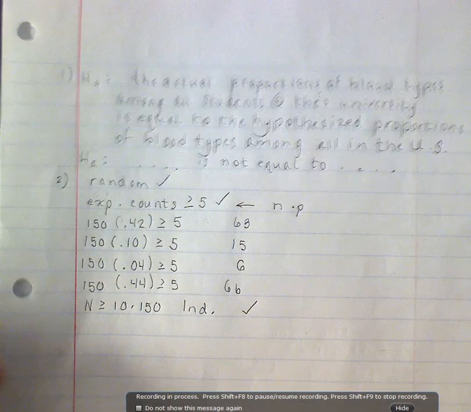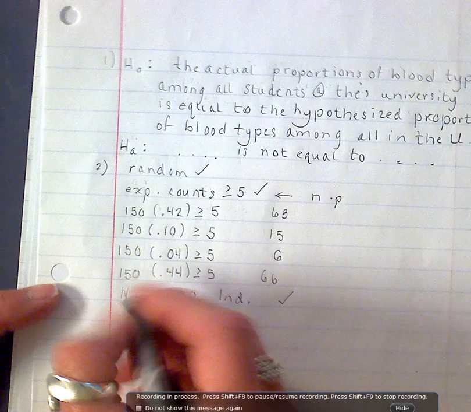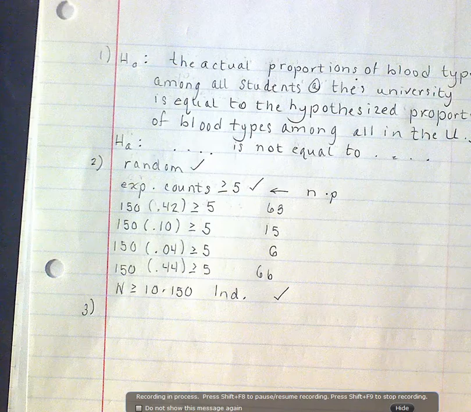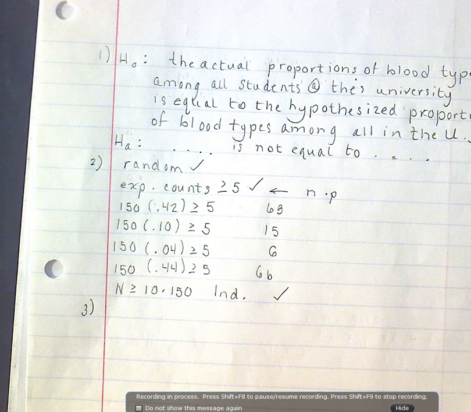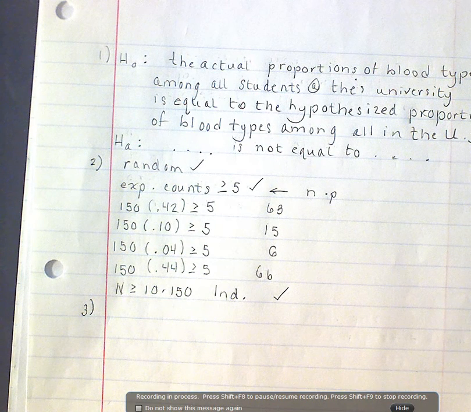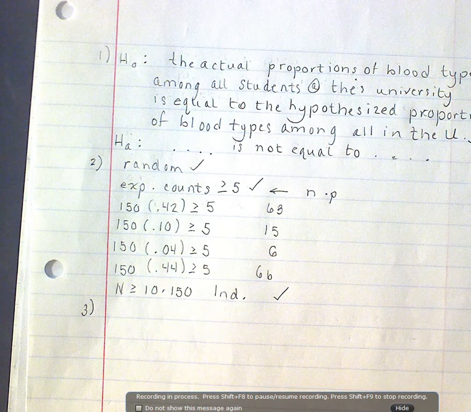We want to show at least the first and last calculation or component of the chi-square calculation, right? So, my observed minus expected for type A. How many type A people did I observe in my sample of 150?